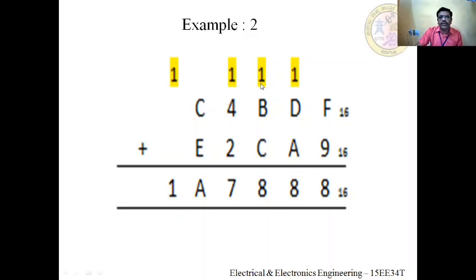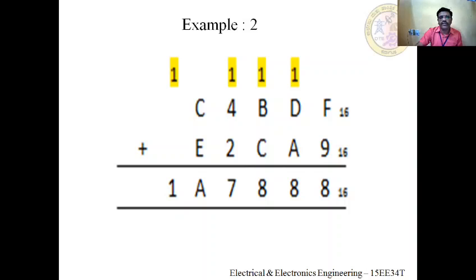So here 1 plus B plus C. 1 is added with B. 1 is added with 11. So it is 12. 12 plus C, 12 plus 12, is 24. 24 is greater than 16, so subtract 16 from 24. So you will get here 8. Since we are subtracting, again we are sending the carry.